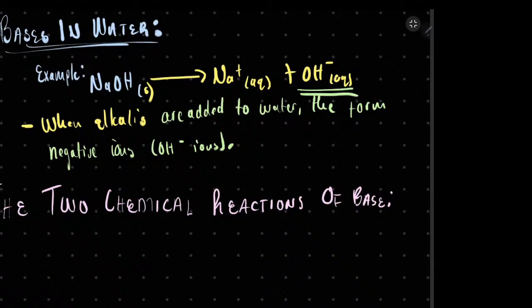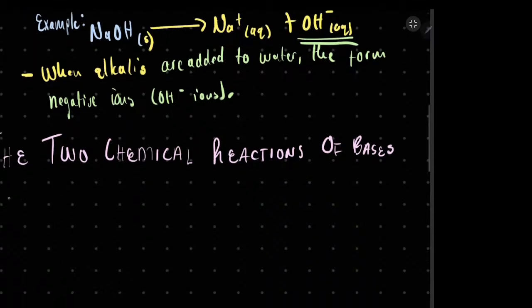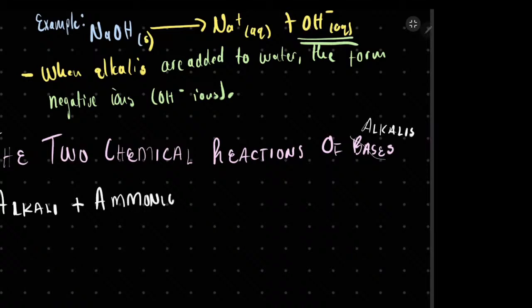The two chemical reactions of bases. Number one. Instead of bases, you can say alkalis; we like to use the word alkalis when we talk about this. Number one: alkali plus ammonium salt. Ammonium salt is just something that has NH4. So let's see what happens between your alkali and ammonium salt.